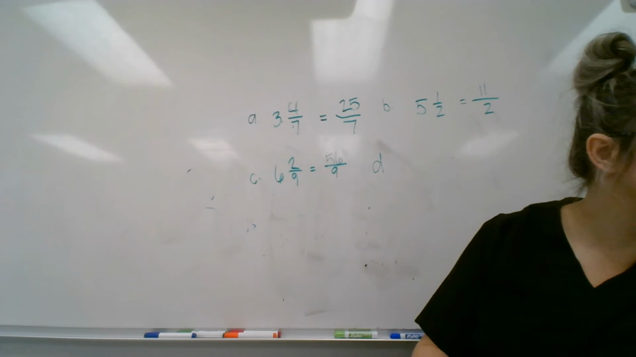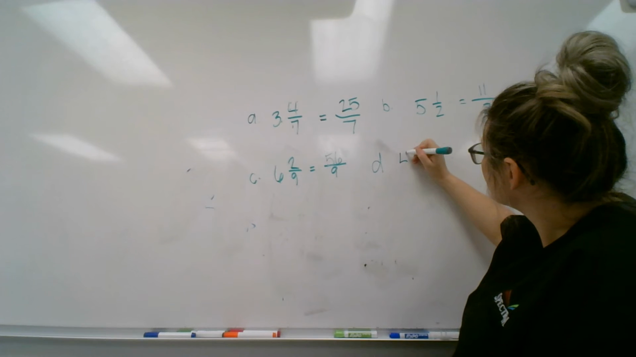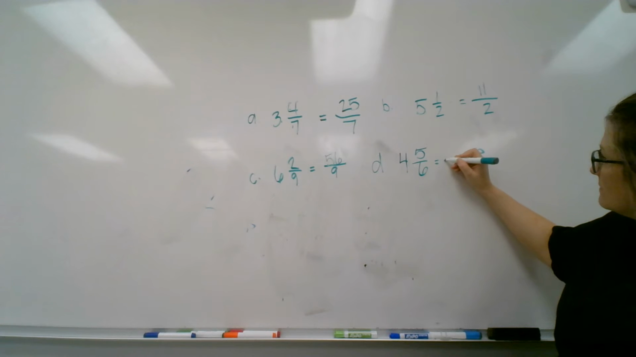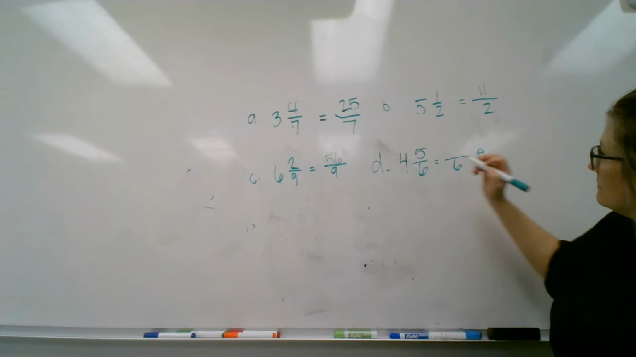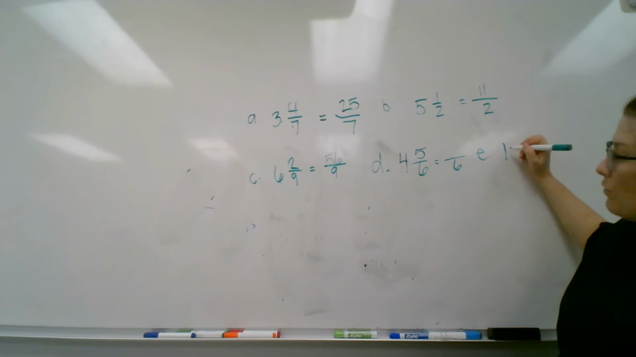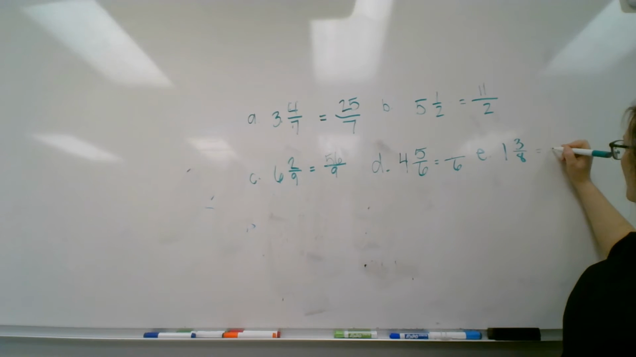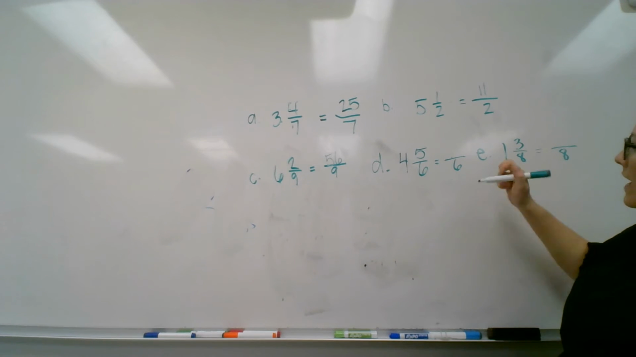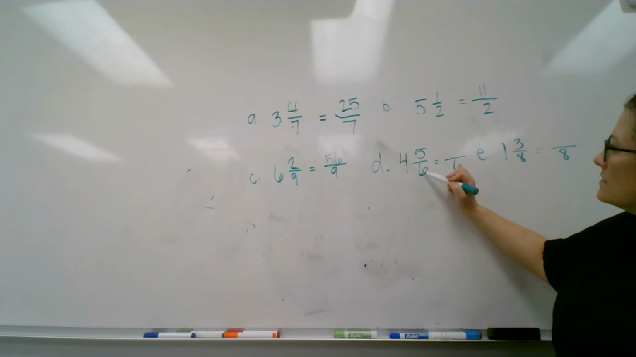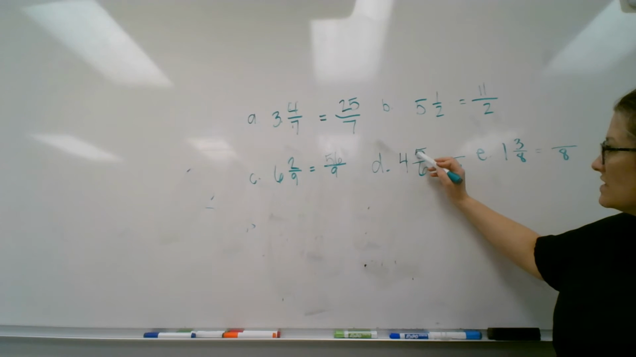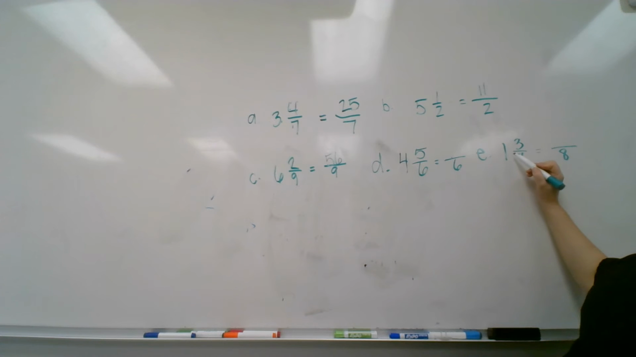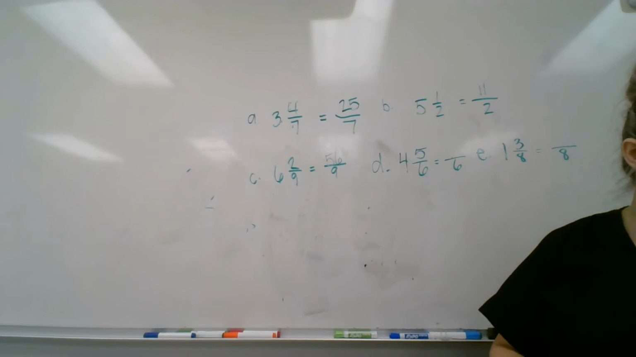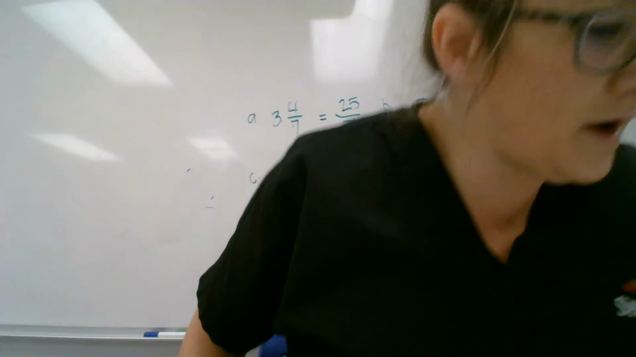D. 4 5/6. And then E. 1 3/8. So I'm going to set these up for you, but I want you to go ahead and do D and E on your own. To find my top number here, 6 times 4 equals what? Plus 5. That's my top number. Here, 8 times 1 plus 3. That's my top number there. Go ahead and complete those. You may pause and unpause when you are ready to move on.